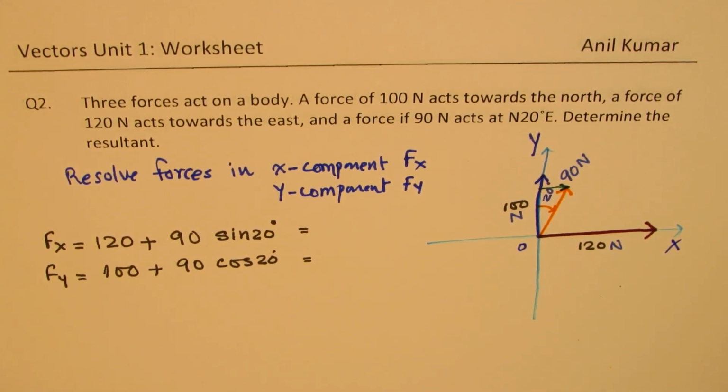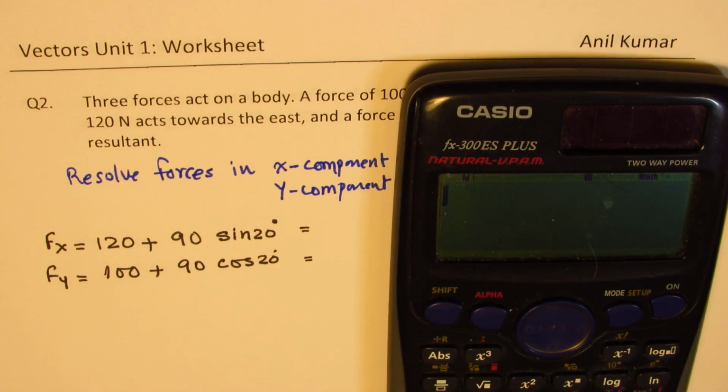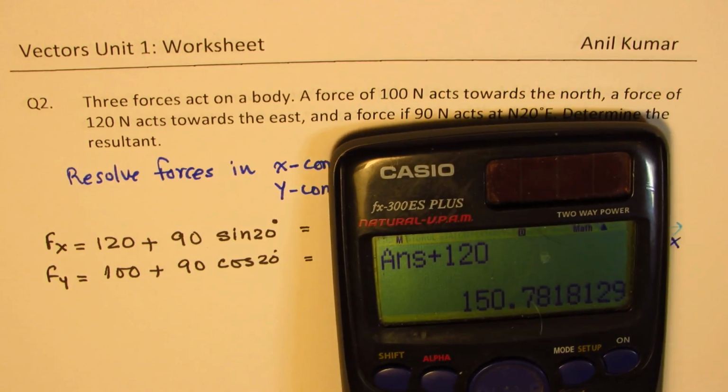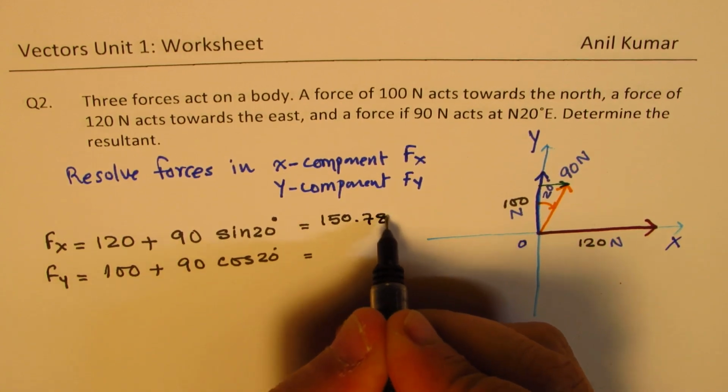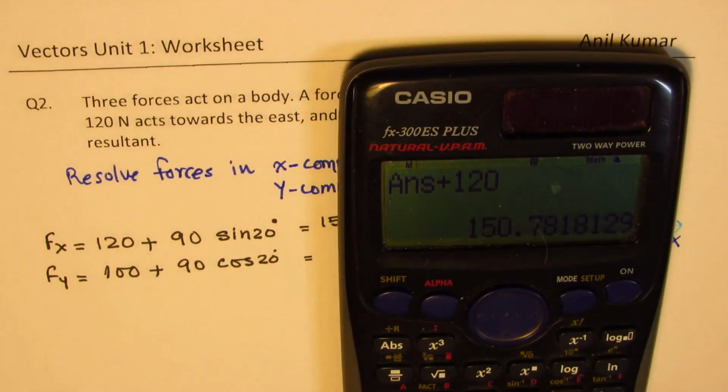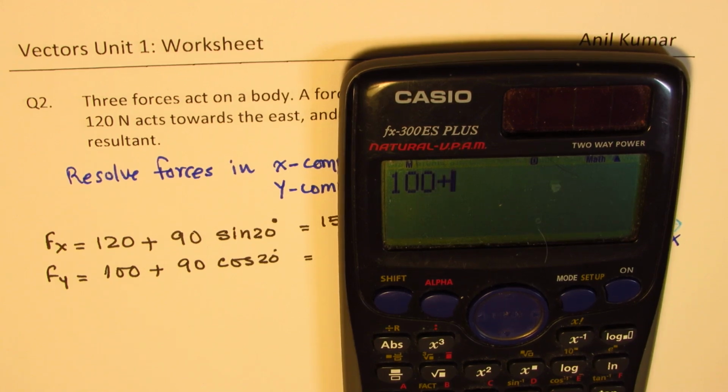So let's calculate these values, right? So we have 90 times sine of 20 degrees, and to this we'll add 120 to get the x component. So we get 150.78, right? The next one is 100 plus 90 times cos 20, and that is 184.57.